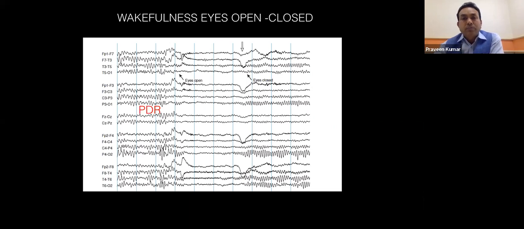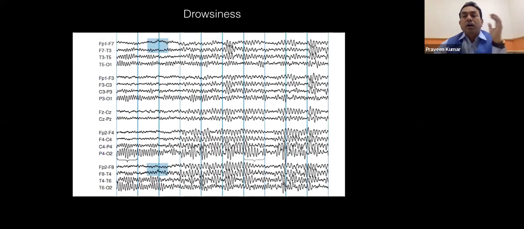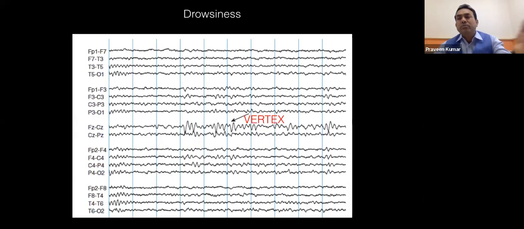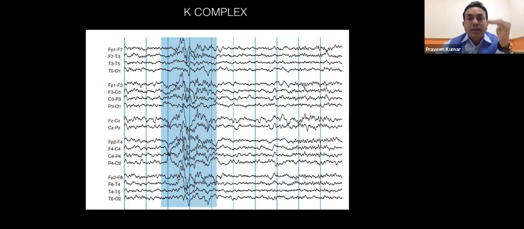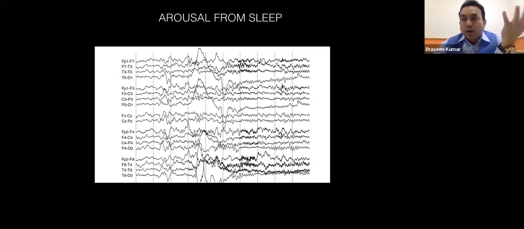In the wakefulness part, in drowsiness, you see less amount of alpha, you see more of theta wave in those cases. At times, vertex waves may start appearing in those cases. Stage two, you get vertex waves and the spindles and the K-complexes. If you get arousal from the sleep, you get a lot of muscle and movement artifacts.